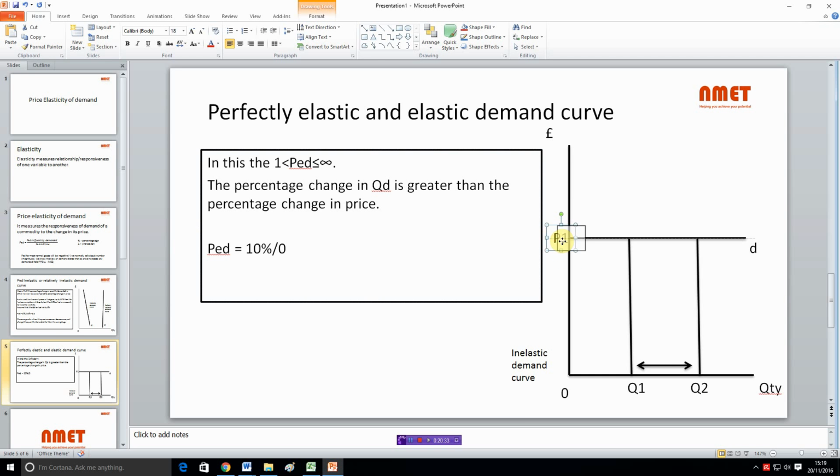If I change this with numbers, just to make it simple, the price is 100, and let's say the quantity went from 1000 to 1100. So 1100 on 1000, that's a 10% increment. Is the price changing over here? No, it's 100 still. But 10% divided by 0. We know anything divided by 0 is equal to what? Infinity.